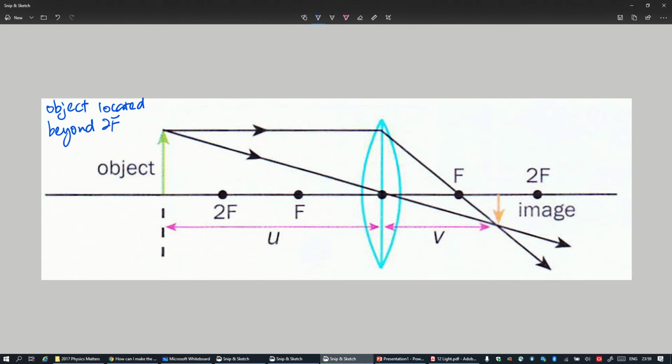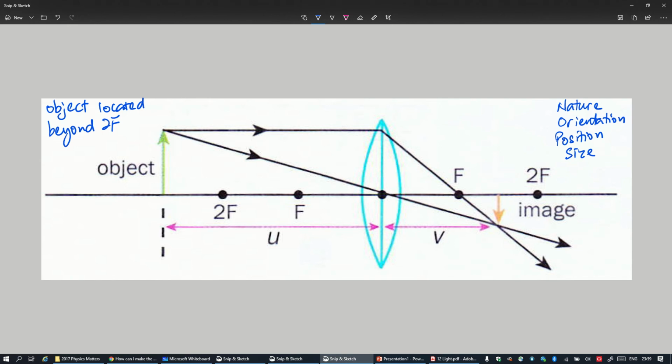Now, how do you describe the properties of the image? We always consider the nature, orientation, position, and size.